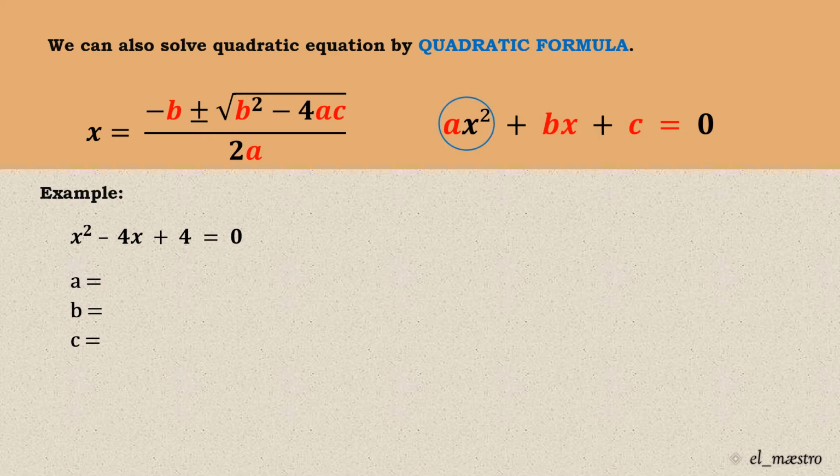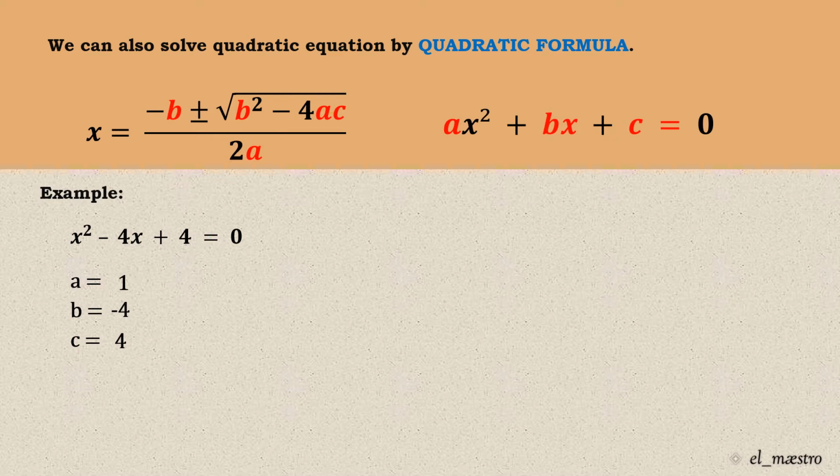Look at our general equation, ax squared. The coefficient of your x squared is a. Who is beside x squared? None. Since there is none, that is automatically understood as 1. When nothing is beside your x squared, it is automatically 1. Next, bx. So bx is negative 4x, so b is negative 4. And the constant term, of course, is equal to 4.